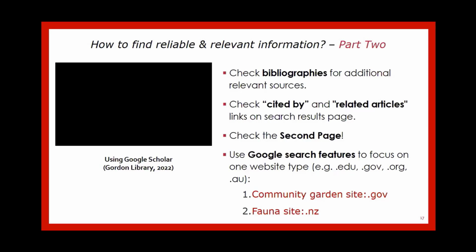Some Google search features that you can employ. You can limit your searching to a specific domain or site type, like .edu or .gov or .org if you're looking for a nonprofit or something like that. So that can be very helpful to limit your results. So in the first example, community garden is the search term that we're searching for. Then you would add the word site:.gov. And so all your results that you're going to get back are coming from a site that has the .gov in it.